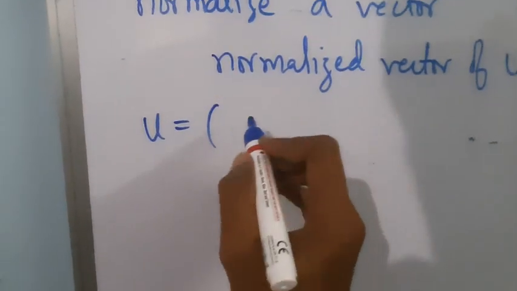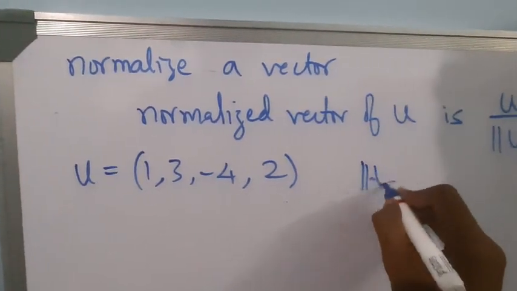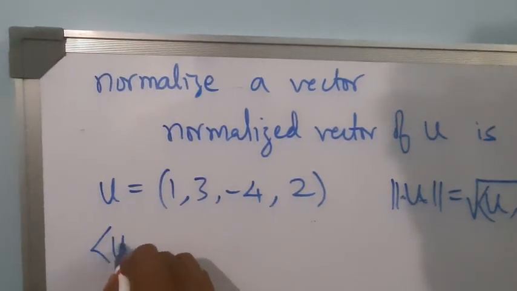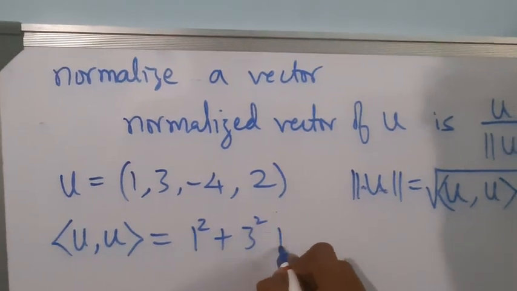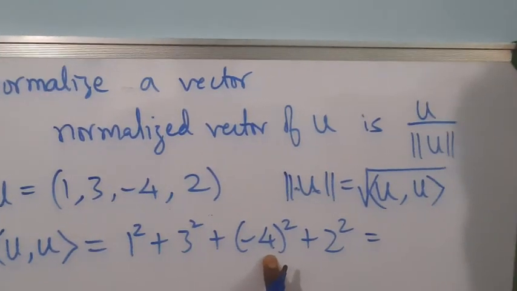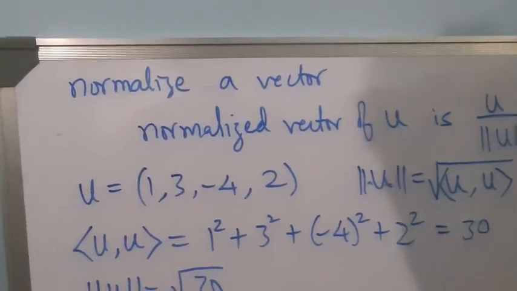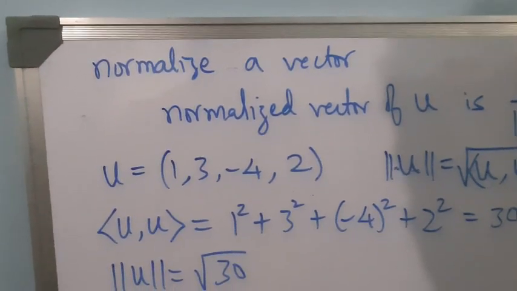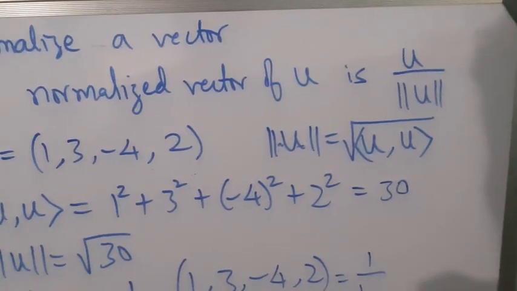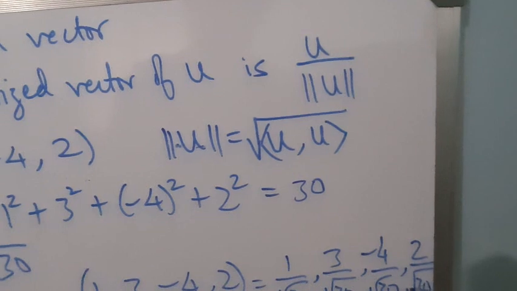U is (1, 3, minus 4, 2). Norm U is square root of inner product of U with itself. Therefore, inner product of U with itself is 1 squared plus 3 squared plus minus 4 squared plus 2 squared, which is 1 plus 9, 10 plus 16, 26 plus 4, 30. So norm of U in this case will be square root of 30. So U over norm U is 1 by square root of 30 into (1, 3, minus 4, 2). That is 1 by root 30, 3 by root 30, minus 4 by root 30, and 2 by root 30.